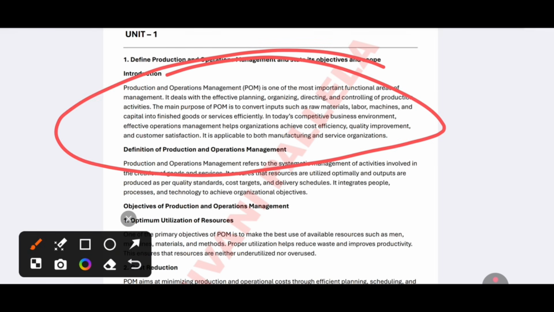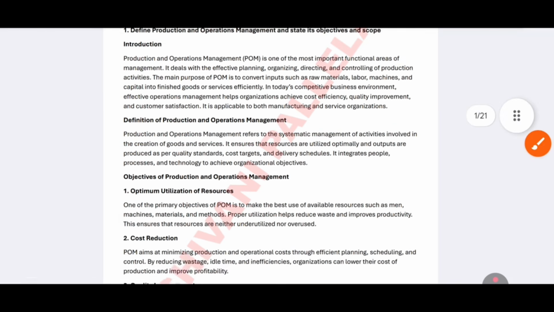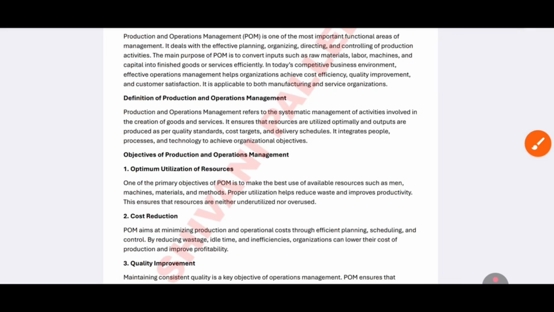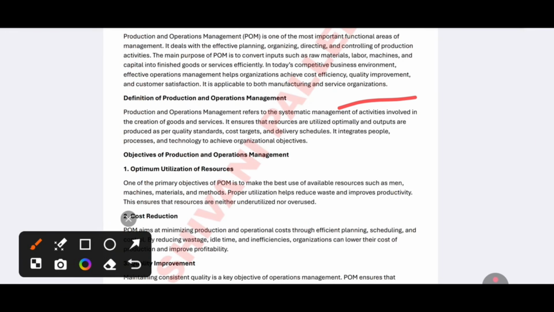Unit number 1, for any theory question you attempt, this introduction is compulsory for any answer. Next one, definition. It refers to the systematic management of activities involved in the creation of goods and services. It ensures the utilization of all the resources, targets cost-related things, and delivers schedules, so it will be helpful to achieve the organizational goals. Clear? So this is the meaning and definition, and you need to write it.